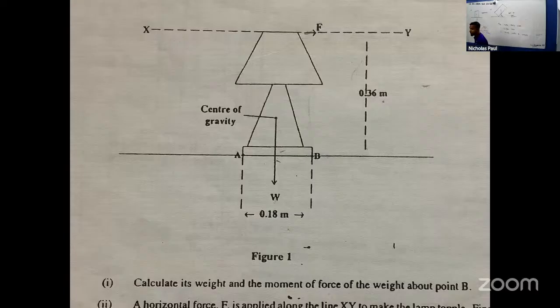Question: if I apply a force at F, where will the pivot be? Imagine it's a lamp, and you pull the lamp at F. Where will the pivot be? At the letter B, yes. Just bear that in mind.